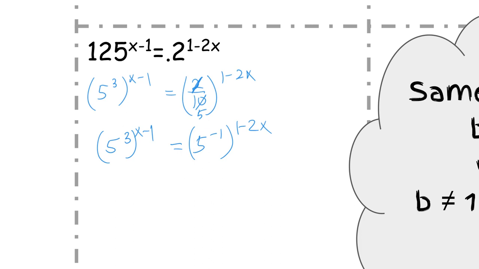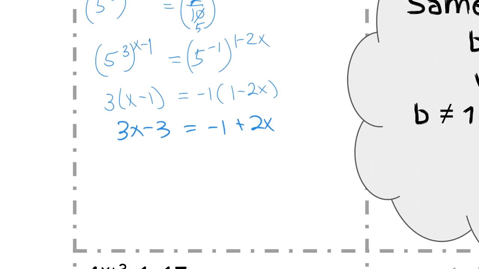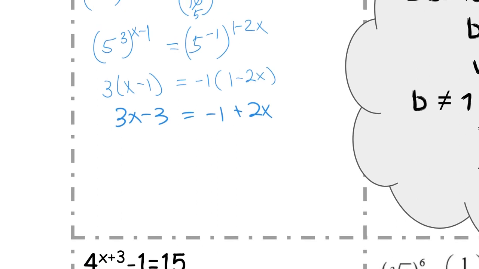We okay with that idea? So now I got the like base of 5. So I can do 3 is going to go times x minus 1. And -1 is going to be 1 minus 2x. So then we get 3x minus 3 equals -1 plus 2x. Subtract my 2x, add my 3, and I get x equals 2. We okay with that one? Okay.